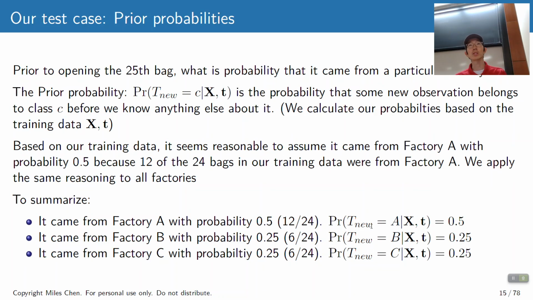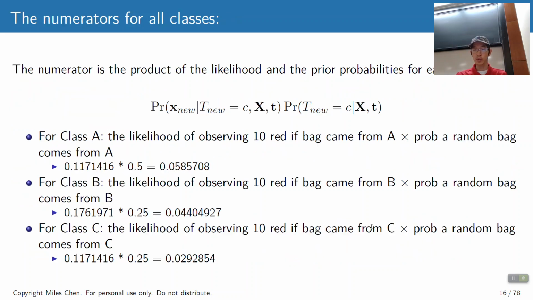According to our prior probabilities, factory A is the most likely. So how do we balance this? We multiply them together, right? We're going to get our numerator, which is the likelihood of our data, if we assume it came from a certain factory, and we multiply it by the prior probability that it came from that particular factory.